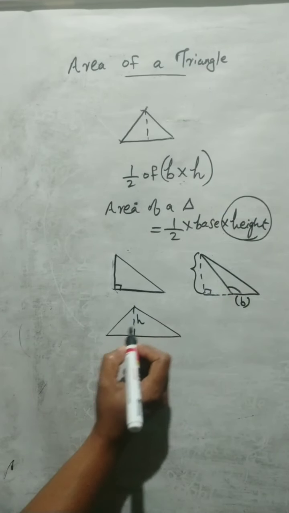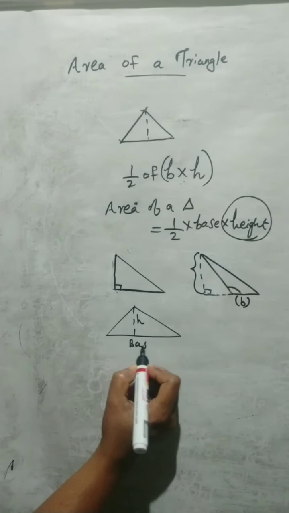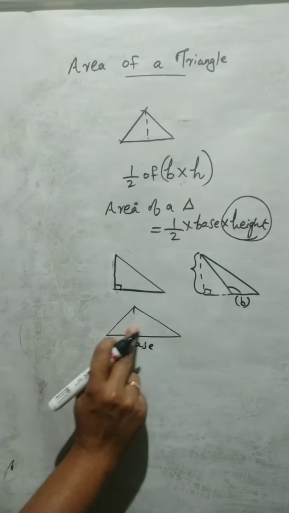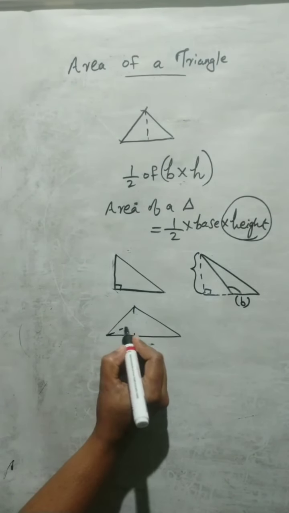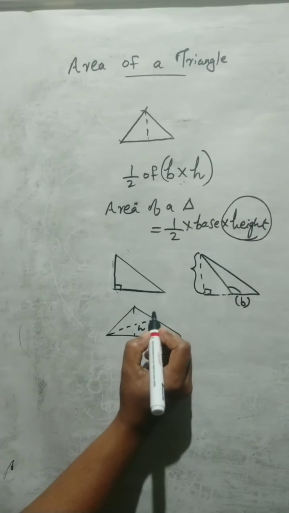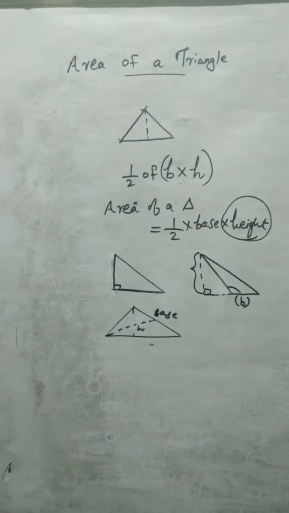Then if it is H, here will be the base. Maybe sometimes we have to consider this one as height. So at that time we can take this one as base. Is it clear?